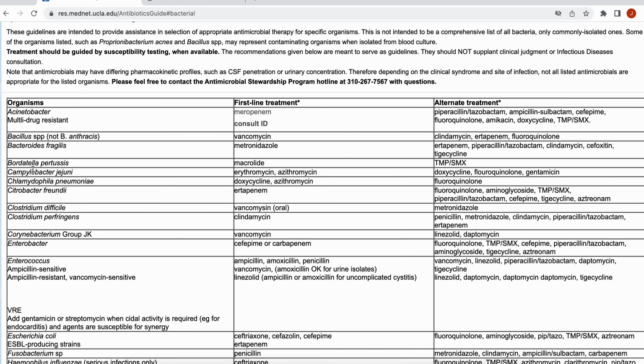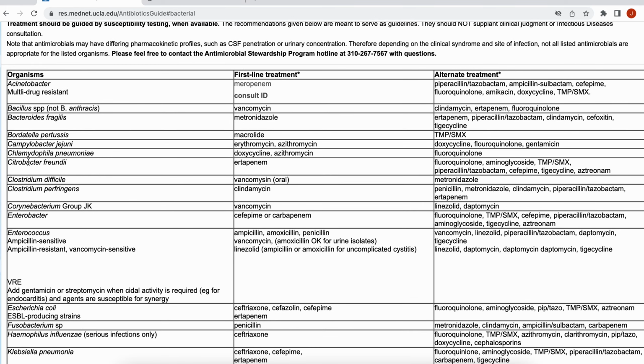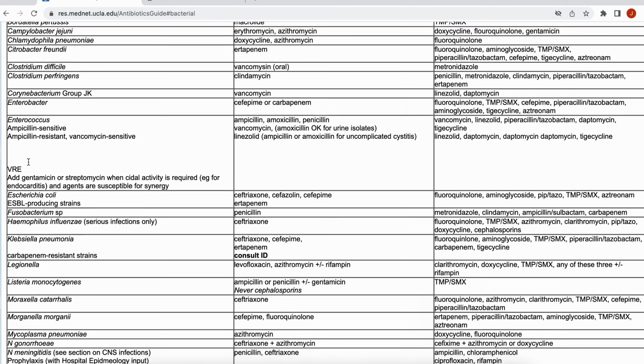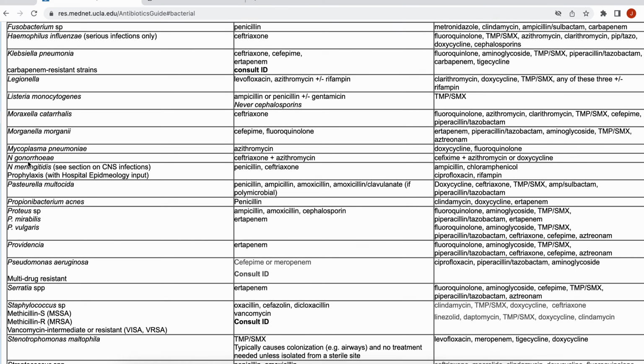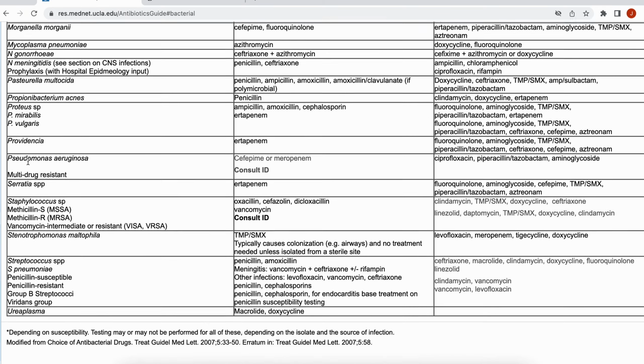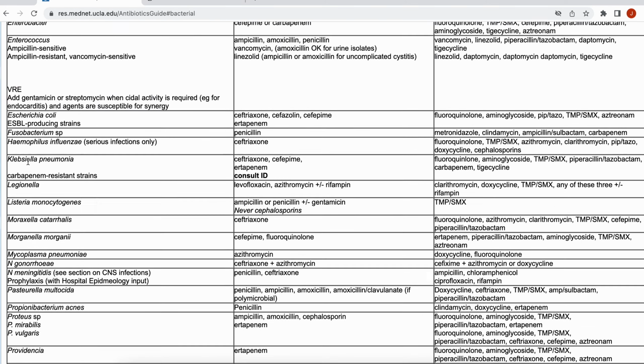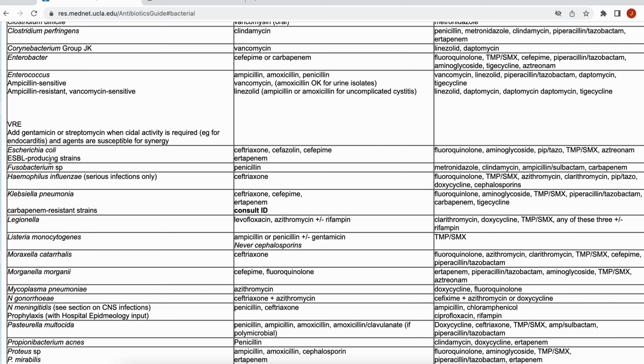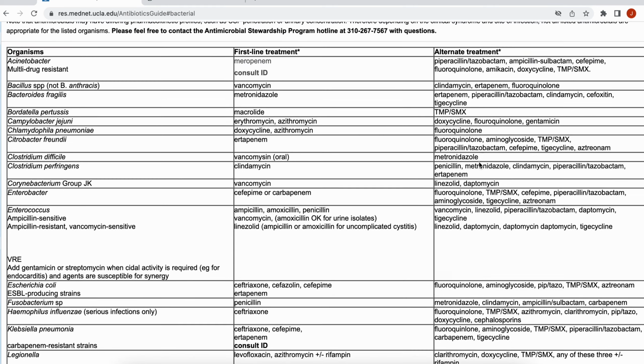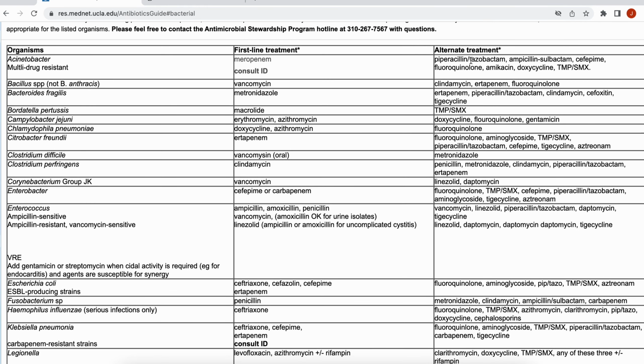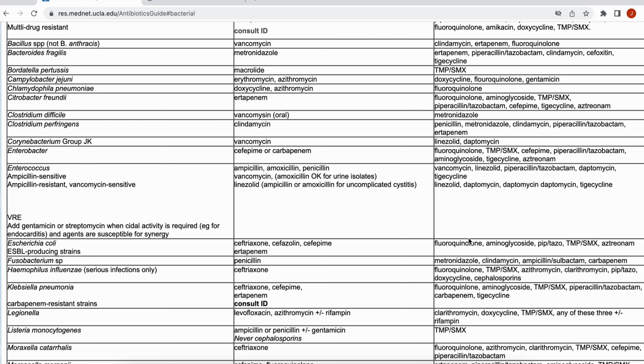So for this, you can see how, if you look at an organism, for example, let's try to find E. coli. E. coli, where are you? Here, E. coli. So ESBL and just E. coli. For E. coli, they recommend ceftriaxone, cefazolin, cefepime. For ESBL, ertapenem. And they also have a line that says that this is first-line treatment. Alternate treatment would be fluoroquinolones, but now you know that fluoroquinolones have more and more resistance.